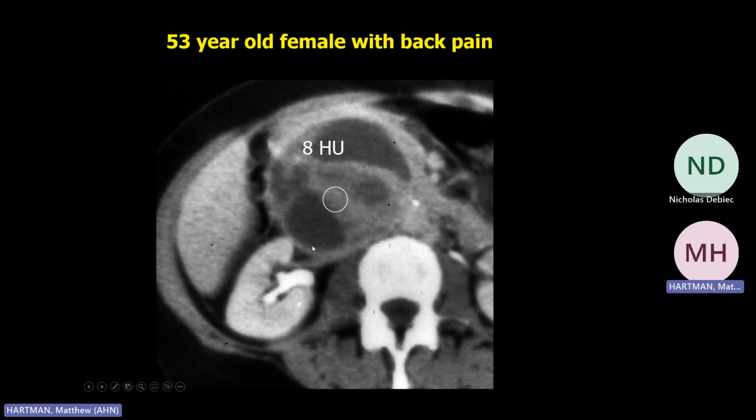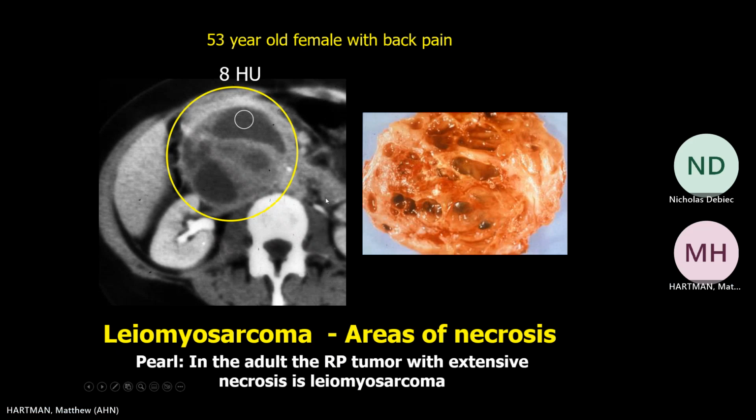Here's a 53-year-old female with back pain. Another case with some low density, looks like some fat. But it's not fat. It's more water density, and you have to say, is this cystic or is this necrosis? And this is necrosis when we get the gross specimen. This was a leiomyosarcoma. Extensive necrosis. It also likes the IVC.